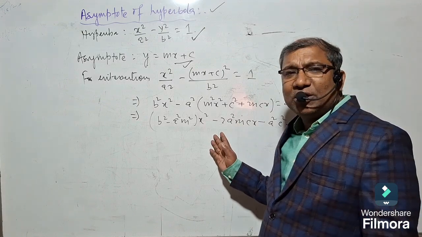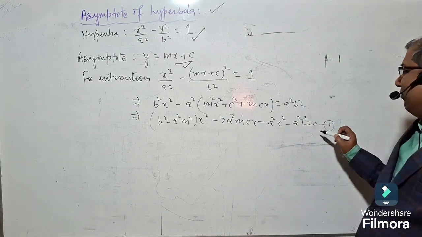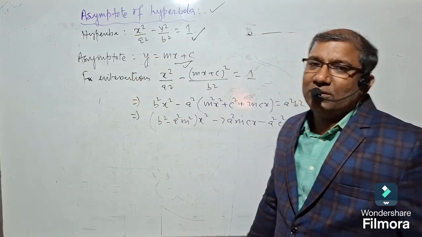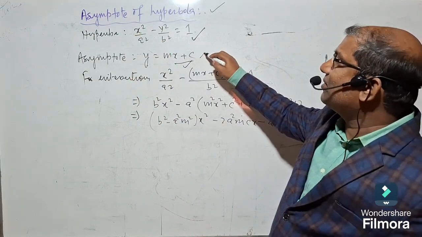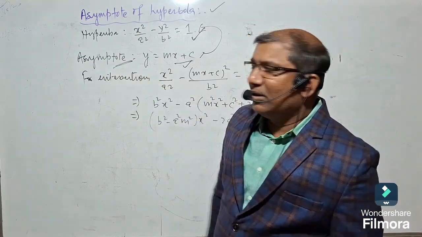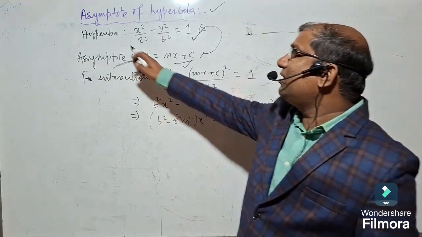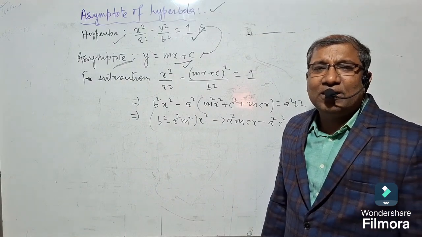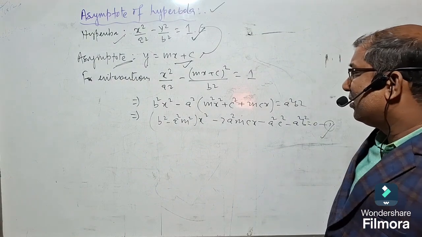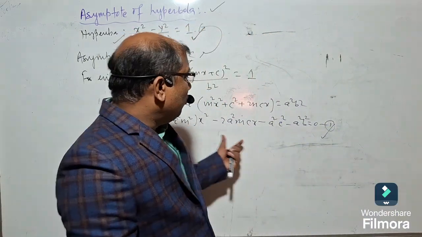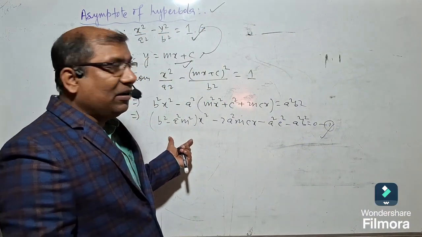So the roots of equation 1 will give the points of intersection of the hyperbola and the asymptote. But as we know that this is the asymptote of the hyperbola, it is never going to cut or touch the hyperbola x square upon a square minus y square upon b square equal to 1, and which is possible only when the roots of the equation are undefined.